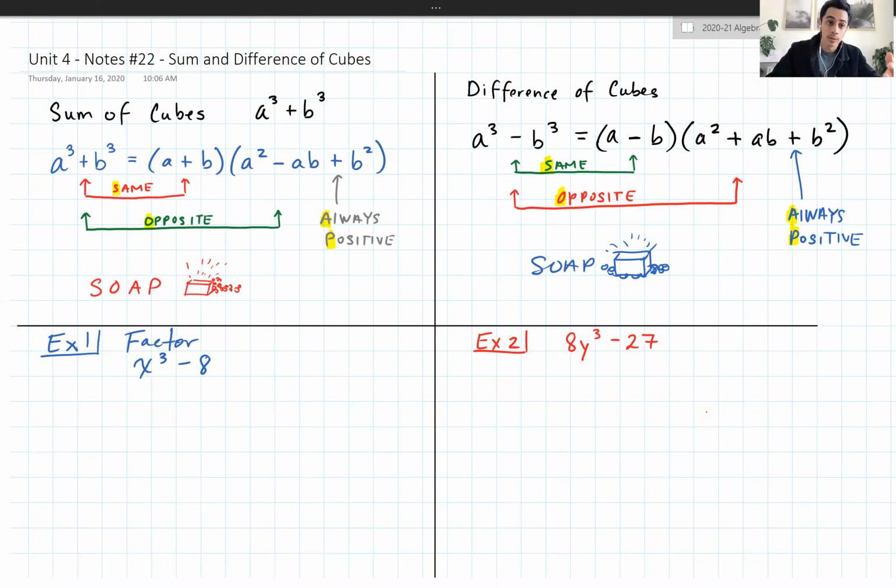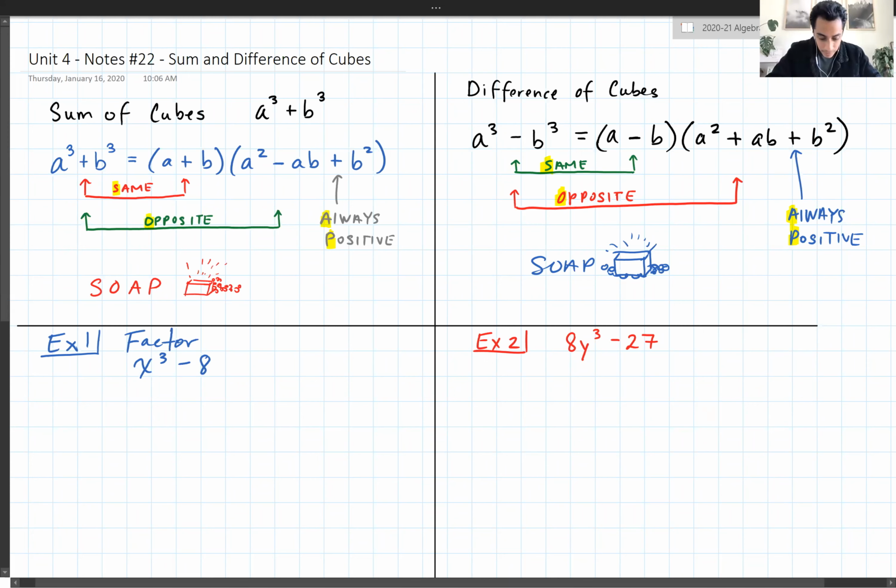All right, so let's talk about the sum and difference of cubes. Last time we looked at the difference of squares, so that meant that each term was a perfect square. This time, what it means is that every term is a perfect cube, and a cube is just a term taken to the third power. That's all that is. So let's begin by just looking at the sum of cubes.